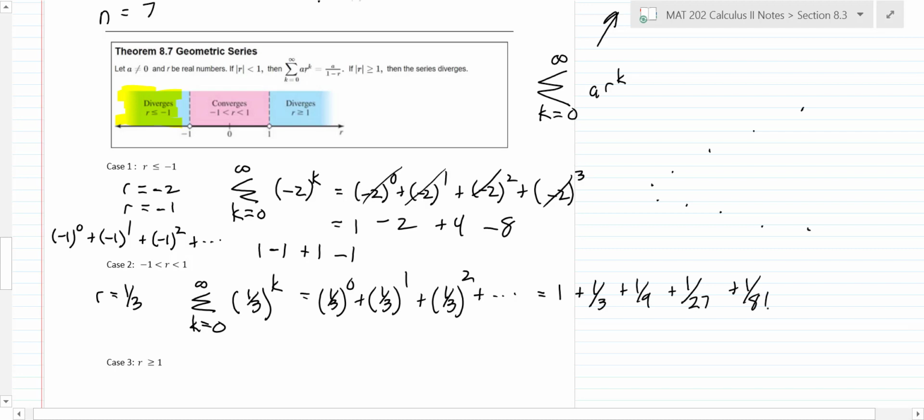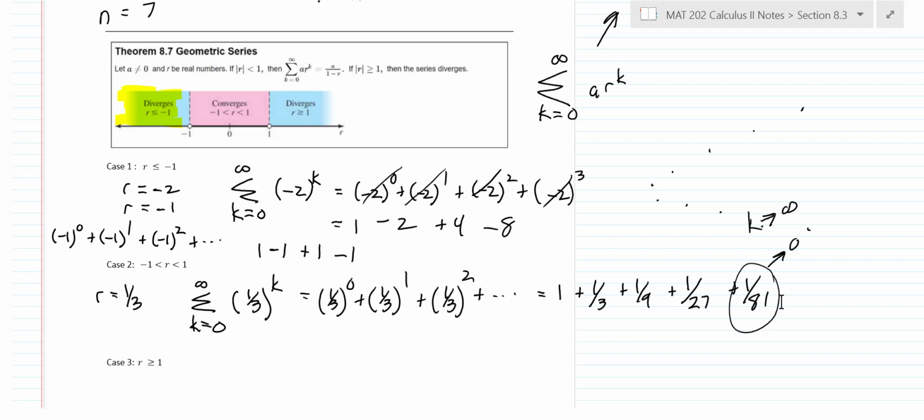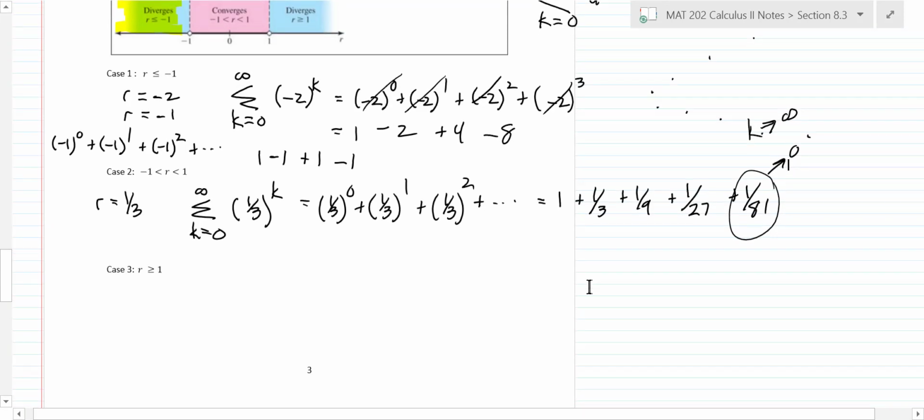Now what's happening as your term is getting further out? Where is the infinite term going? 1 over 81, where's that going to? That's going to 0, isn't it? If k is going towards infinity, then that term is getting closer to 0. So that one's going to converge. If you just add these terms up, eventually those ending terms are going to get closer and closer to 0. So that would be one reason we could think that it would converge. Does that make sense? So that sum is going to converge to some value.